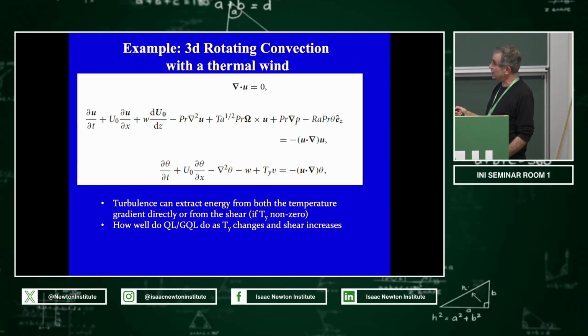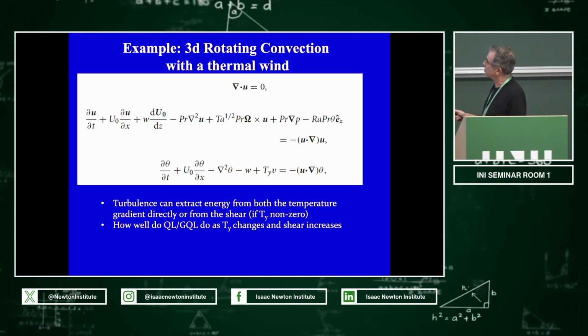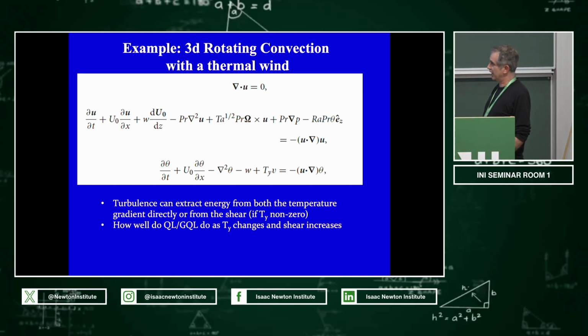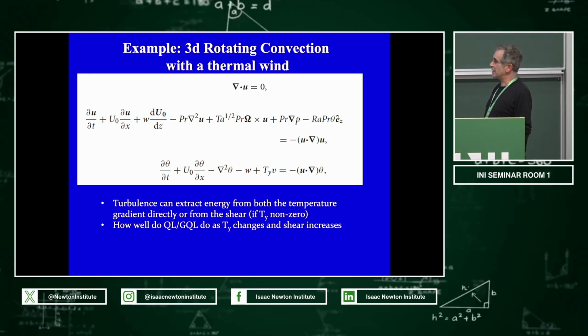Okay, so these are the equations. You see we have this linear shear flow, which is advecting both velocity and temperature. We have thermal driving. Here are nonlinear terms. One thing to note is that turbulence can extract energy from both the temperature gradient directly or from the shear if Ty is non-zero. So a question then is, how well does QL or GQL do as Ty changes and the shear increases?